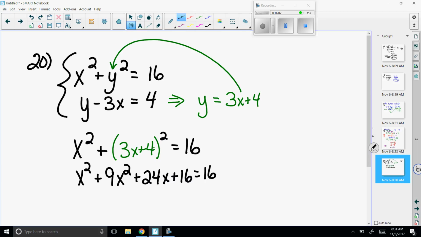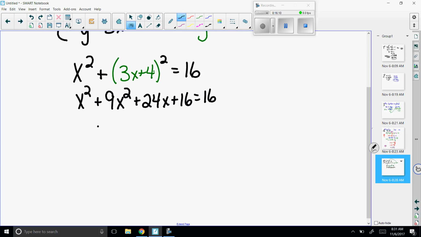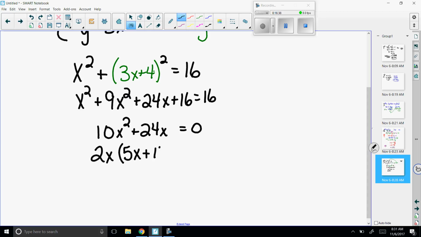Now, if I group like terms together, I'm going to have 10x squared plus 24x. If I move the 16 over, I get 0 equals 0. How do I solve that? Well, what can you factor out of both terms? Since it's a quadratic, but there's an x in both terms, and there's a factor of 2 in both terms. So you factor out 2x, which leaves you with 5x plus 12. Do you agree with that?